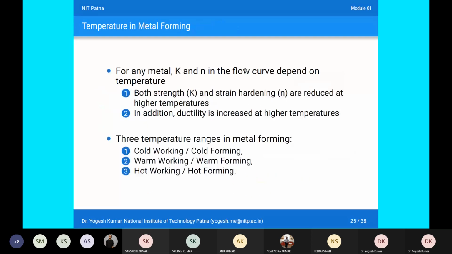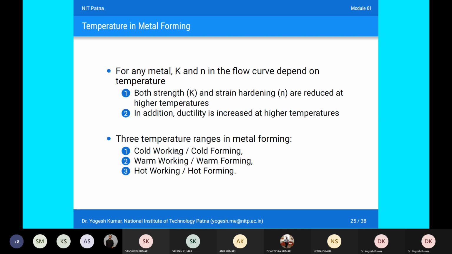Then, depending upon the temperature range, I think you might have studied this in your manufacturing course also. There are three temperature ranges. Whether your material is getting deformed at room temperature, then it may be called cold forming. Then there is another temperature range, which is hot working. In hot working, we are taking into consideration your recrystallization temperature. I hope you are aware about recrystallization temperature.